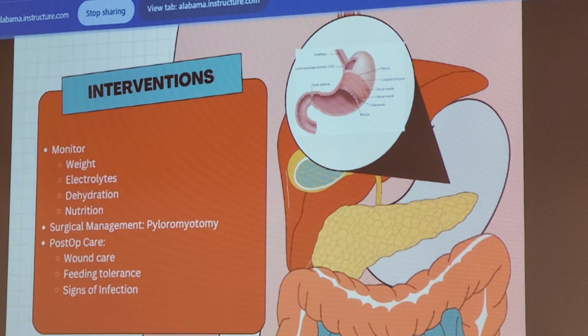We're going to go in and do a small incision within that right upper quadrant, and we're going to release that stricture, or those muscular bands around that pyloric sphincter. Once we relax those out, everything goes back to normal. We have normal flow, and you go on about your normal life. Pretty simple procedure at that point.